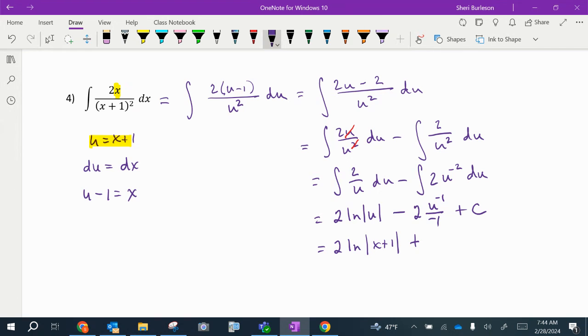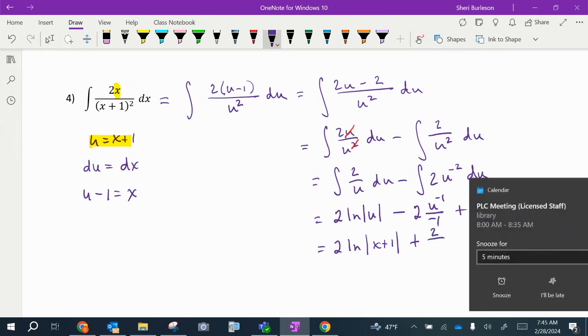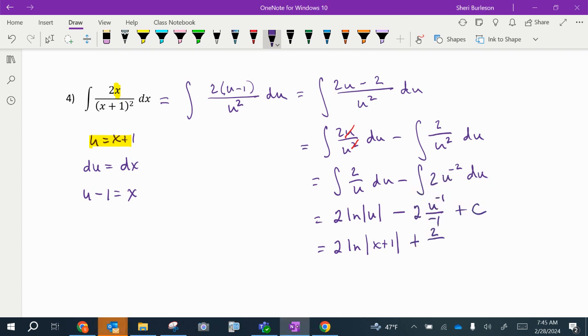And then I have 1 over u, and u was x plus 1 plus c. And then I need to look, can I be certain that x plus 1 for all real numbers will never be negative? And I cannot, so I need to leave the absolute value symbol there.